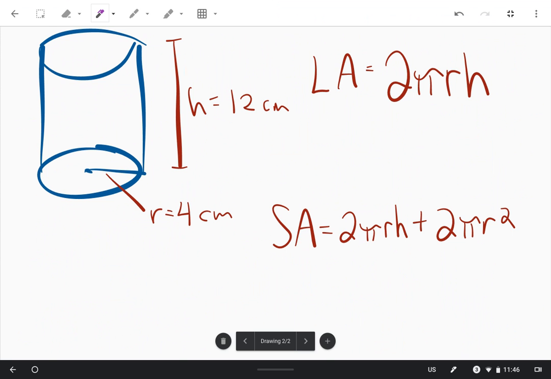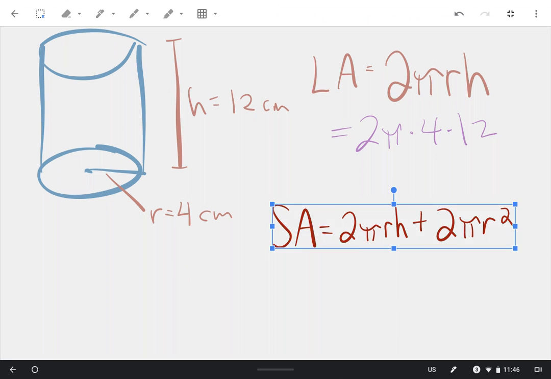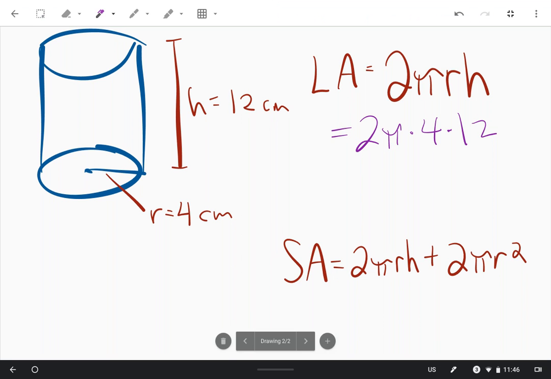So the formula for the lateral area of a cylinder is 2 times pi times r times h. R and h are always going to be given. R is the radius. H is the height of the actual prism. So in this case, we do 2 pi times 4 times 12. I'm going to snag this guy and move him down. So 2 times 4 times 12. 4 times 12 is 48 times 2, 96 pi.